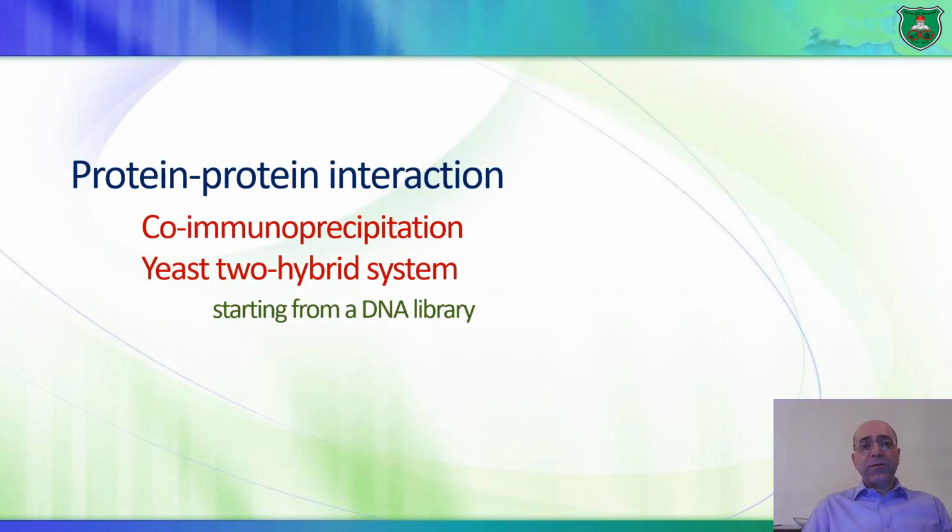Now, the other two techniques are really beautiful, and the idea here is to study protein-protein interaction. Remember that proteins do not act by themselves. What they do is mainly interact with other proteins in order to produce an effect on cells. The first technique is known as co-immunoprecipitation, and the other technique is the yeast two-hybrid system.